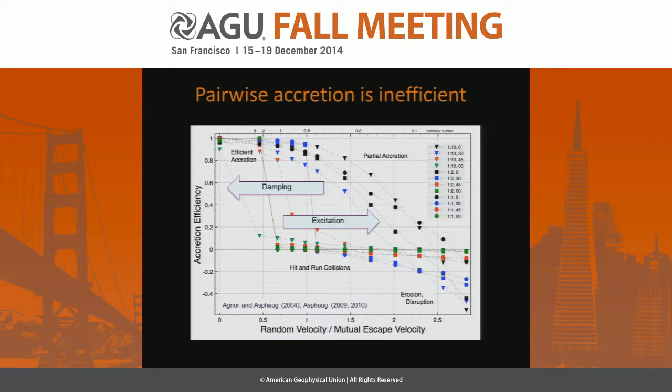So that sets the background that pairwise accretion is actually quite inefficient. Only at the very lowest velocities do you have efficient accretion. And when you get out to the kind of velocities people see in dynamical simulations of planet coagulation, you have kind of a 50-50 chance of either partially accreting or having what are called hit-and-run collisions, which was the first simulation I showed you.